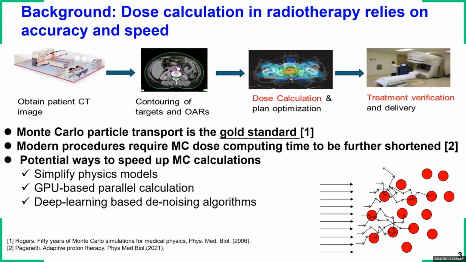In the radiotherapy community, the Monte Carlo particle transport method is considered the gold standard. However, there are many modern clinical procedures that require Monte Carlo dose calculations to be further shortened. Potential ways to speed up Monte Carlo calculations include, of course, simplification of physics, GPU-based parallelization, and deep learning-based denoising. Our presentation will talk about these three aspects.